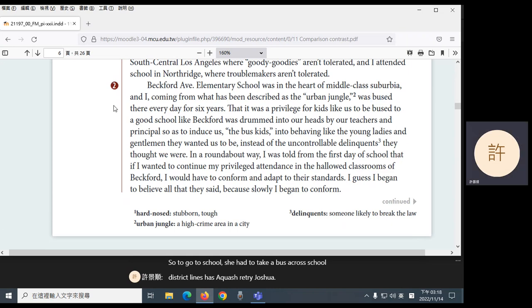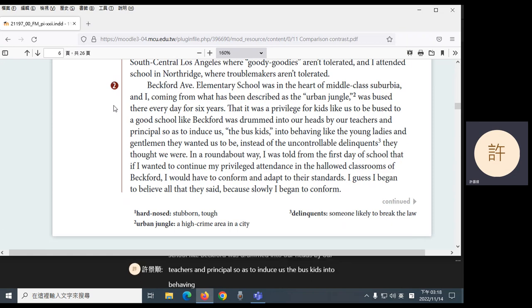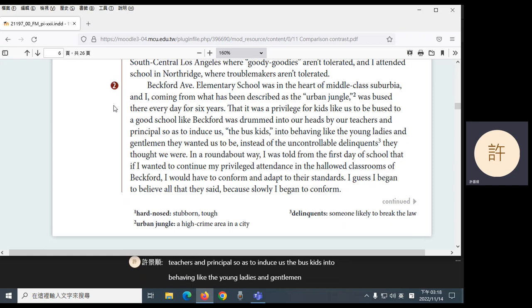That it was a privilege for kids like us to be bused to a good school like Beckford was drummed into our heads by our teachers and principal so as to induce us, the bus kids, into behaving like the young ladies and gentlemen they wanted us to be instead of the uncontrollable delinquents they thought we were. So this sentence is telling us a lot of different things.